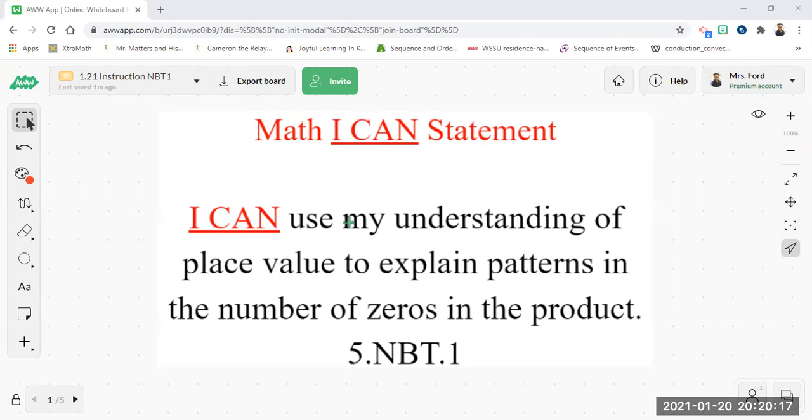So let's begin. Our math I can statement for today says, I can use my understanding of place value to explain patterns in the number of zeros in the product. Let's check out the next page.